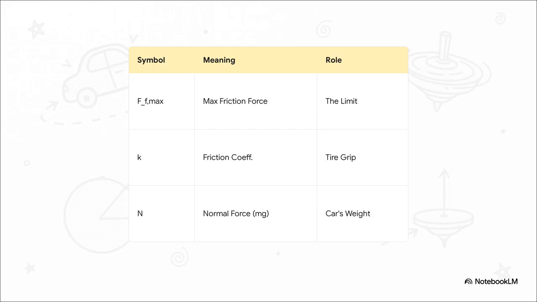So it's equal to the mass of the car, m, times gravity, g. That gives us our final formula. The maximum friction is K times m times g. This number is our force budget. We cannot spend more than this.